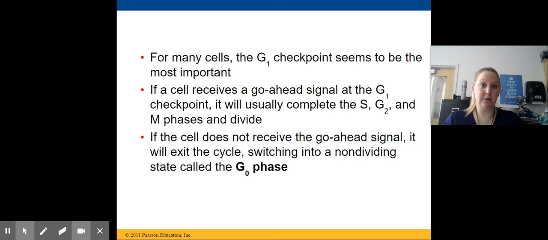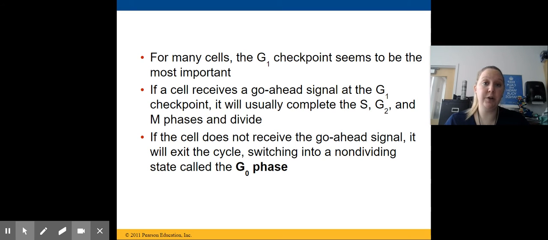For many cells, though, the G1 checkpoint is the most important because it controls the rest of the cell cycle. If a cell receives the go-ahead signal at that G1 checkpoint, it moves through synthesis, G2 and M relatively quickly and divides into two new cells. However, if that cell is not ready to move through and does not receive the go-ahead signal, it exits the cell cycle and enters a stage called G naught.